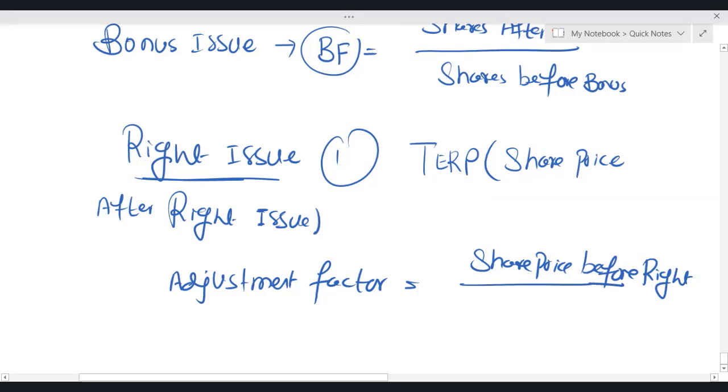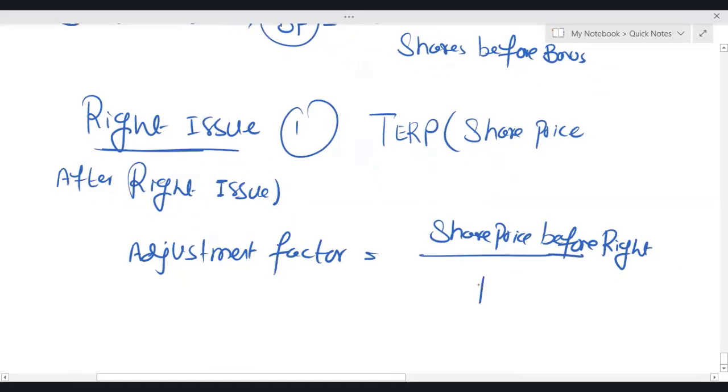Divided by share price after right, and the name of the share price after right is TRP, theoretical ex-right price. This adjustment factor is applicable only on those shares that are there before right. Okay.